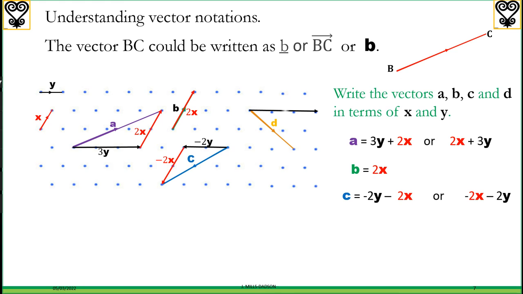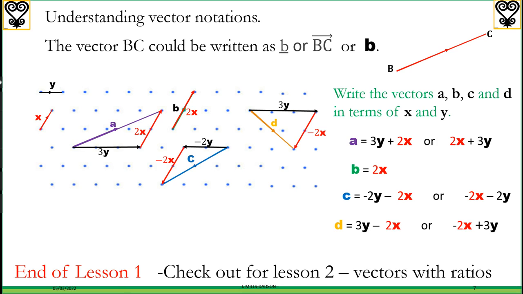The last one is 3y, then downwards, so that's minus 2x. So the sum of that vector will be 3y minus 2x, or negative 2x plus 3y.